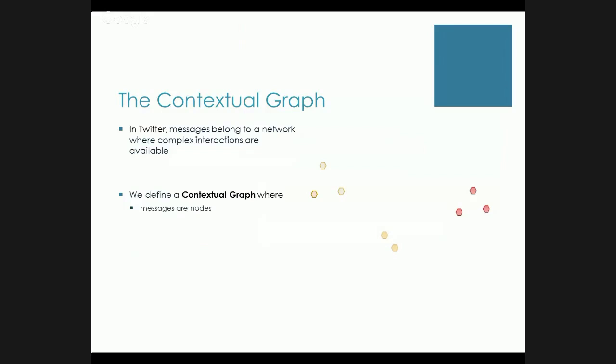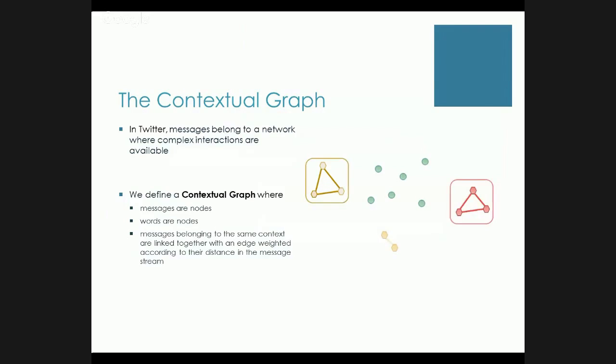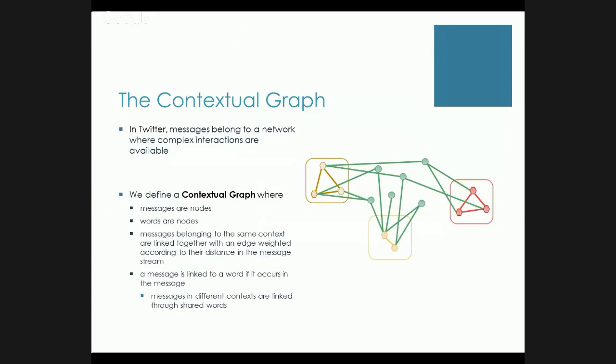I hope you see these nodes of the graph that are the messages. We can add other nodes that are the words that in general appear in those messages. And then we are able to connect these messages to each other, because they belong to the same context. Being able to connect also words that appear in the messages, we have this graph that we call the contextual graph.